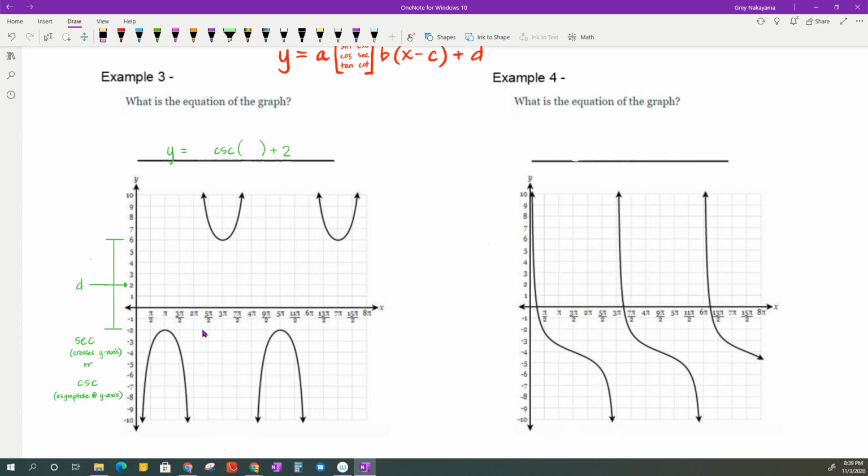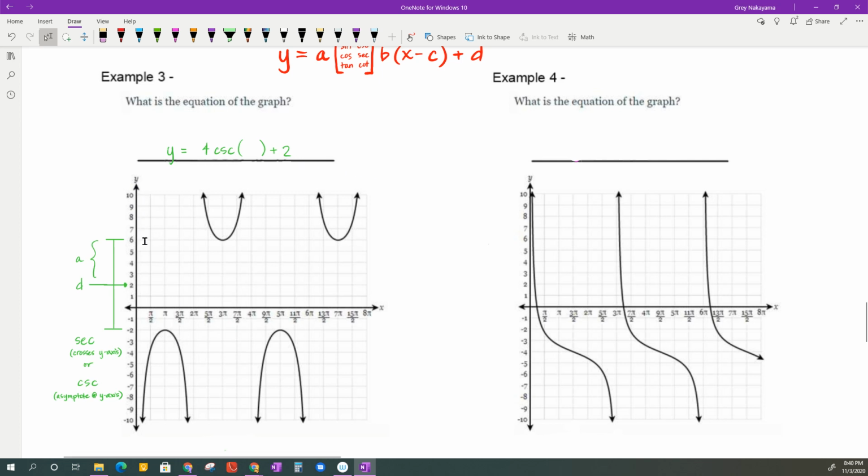And the distance from the midline up to one of the parabolas or down to one of those parabolas, however you wish to look at it, is your A value. So A is going to be 4. Now, the thing you have to be careful about in my cosecant graph, y'all, first of all, there's more than one way to do it. There's more than one right answer.